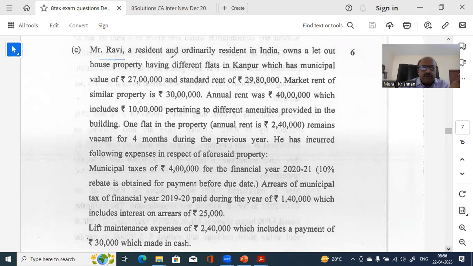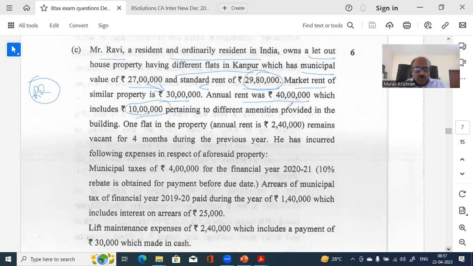Ravi, an ordinary resident, owns a let-out property which has different flats in Kanpur. So the municipal value is 27 lakhs, standard rent 29, and fair rent is 30 lakhs. So you need to compare these first. This is higher, but limited to standard rent, so this will be your reasonable rent. Now, annual rent of the property is 40 lakhs, which includes 10 lakhs pertaining to amenities provided. Amenities provided come under other sources, so that will be taken out. So rent is only 30 lakhs.